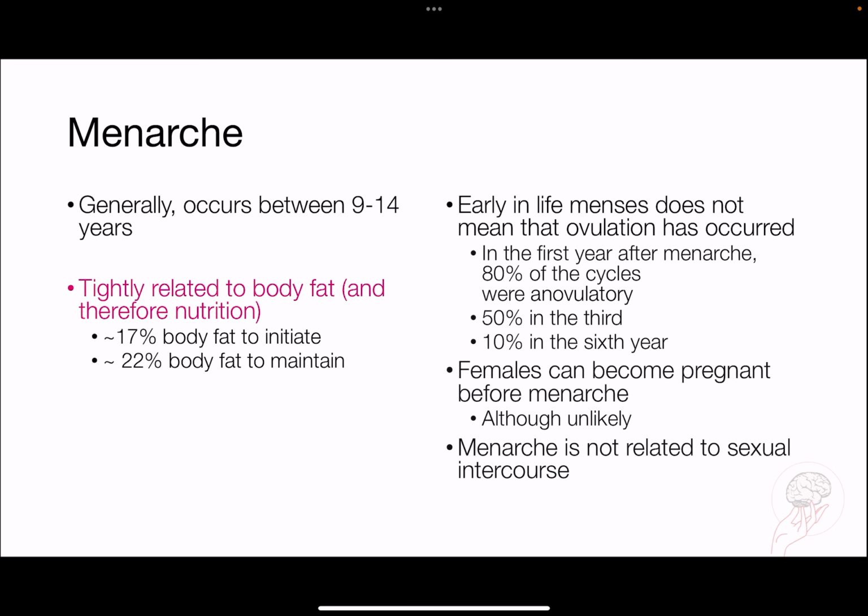So now we're getting to menarche. And this generally occurs between the ages of 9 and 14 years, although it can occur earlier and it can occur later. This is particularly nutritionally related. It's tightly related to body fat and therefore nutrition. In order to initiate menarche, girls need around 17% body fat. And as they continue to develop, they need to maintain around 22% body fat to maintain menarche normally.